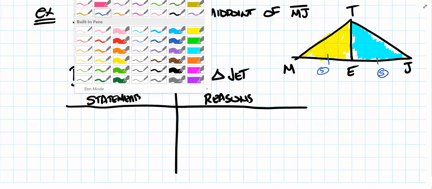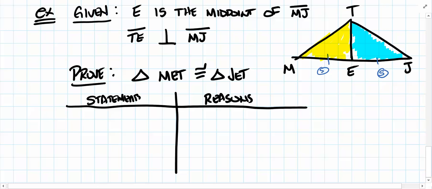TE is perpendicular to MJ. So TE perpendicular to MJ. So that means that there's a right angle there. Is that true? If there's a right angle there, then where else is there a right angle? Right next to it. Yeah, there has to be a right angle over there and then down there, okay?